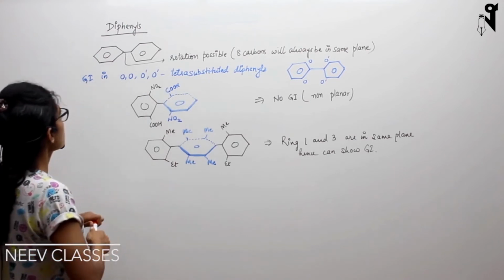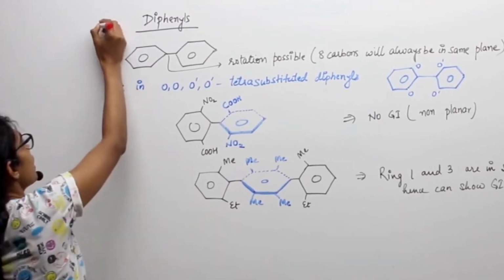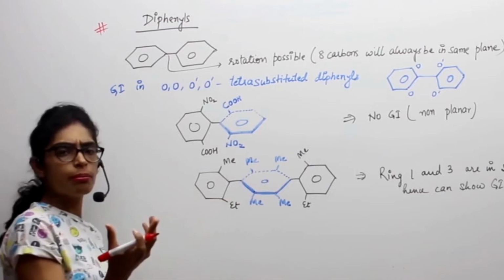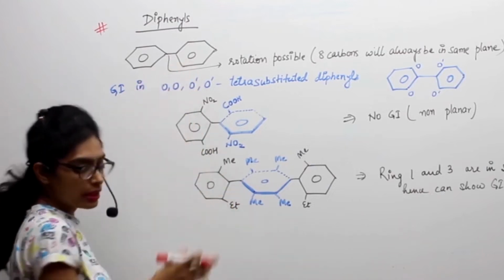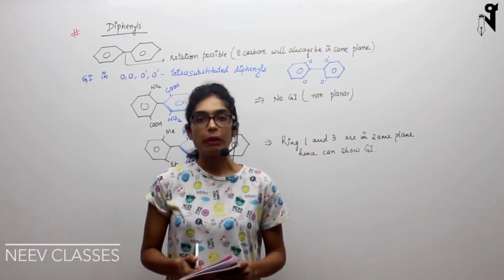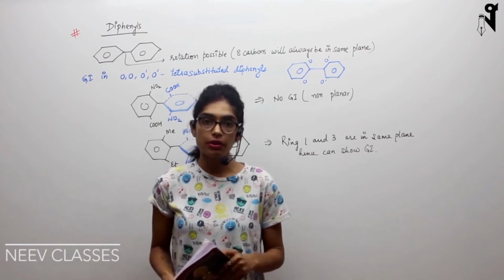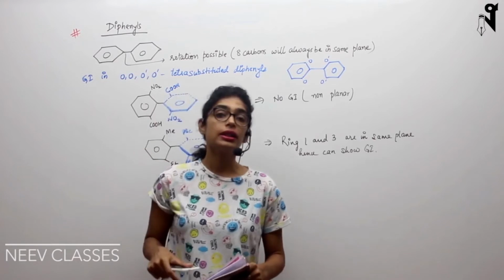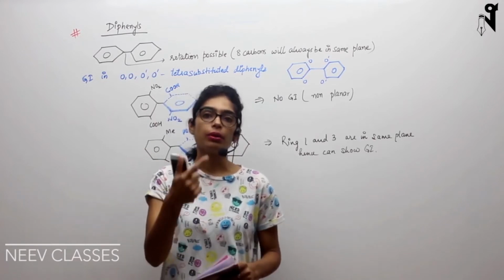So let's talk about the last case, that is diphenyl. Diphenyl is nothing else but two phenyl groups attached to each other. We also call them biphenyls. This is how it is. Basically your benzene ring itself is planar, but if you consider two benzene rings attached with a single bond, the single bond can rotate freely.